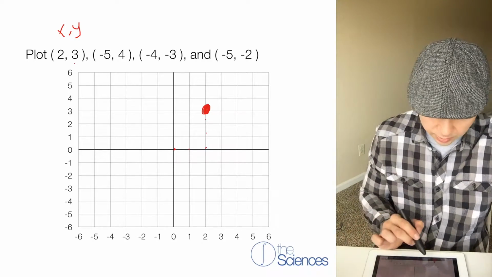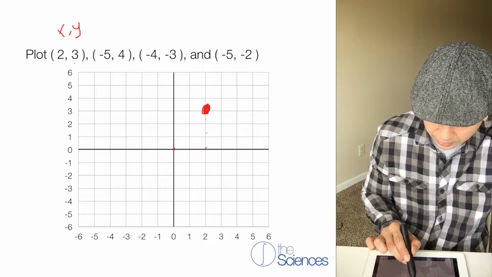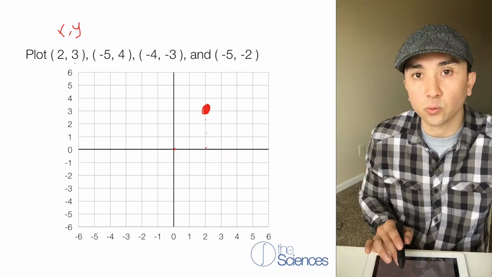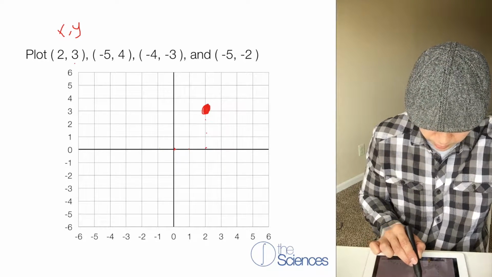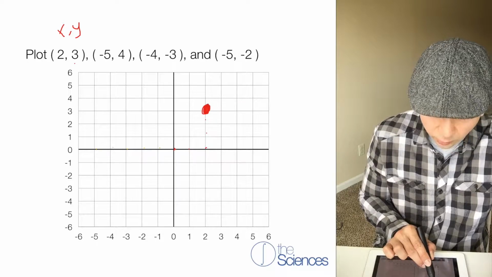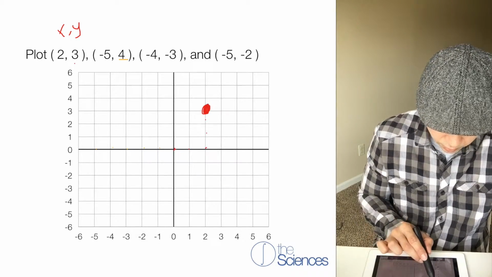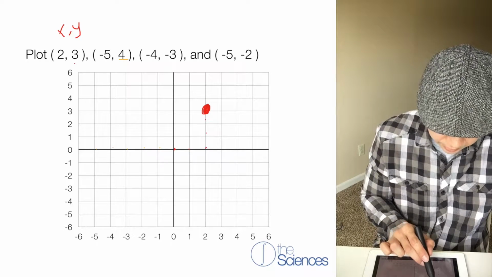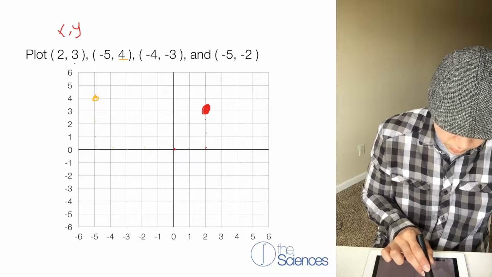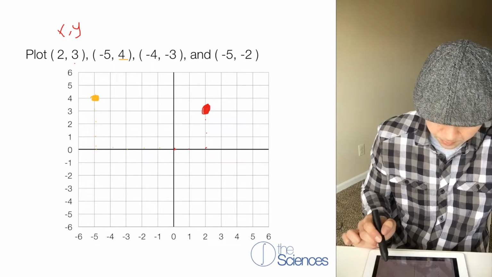Now let's plot (-5, 4). So on the x-axis, we're going to go 5 places to the left. So we're going to go 1, 2, 3, 4, 5. And then we're going to go 4 places up on the y-axis. So we're going to go 1, 2, 3, 4. So that's the point (-5, 4).